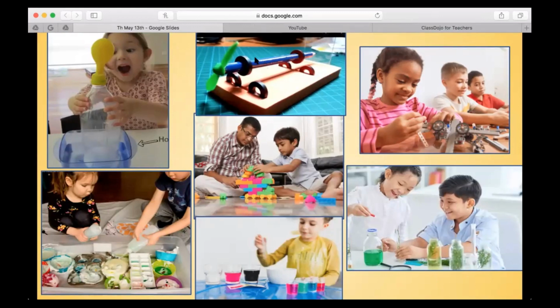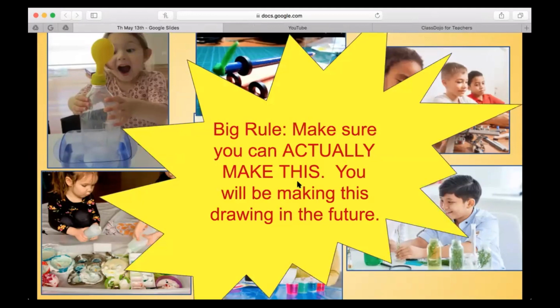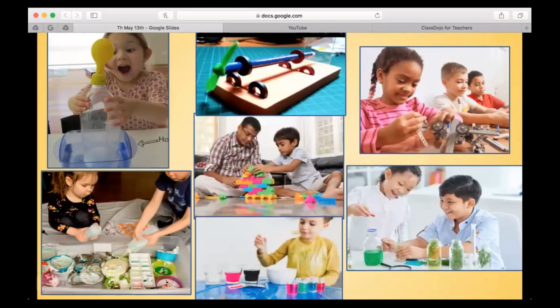An art project using water, liquids, and solids. Here, a science experiment. Here they are building something. Here, an experiment with plants using solid, liquid, and gas. Here an experiment using liquids and solids, and here they are also building something. These are just some examples. The only rule is make sure you can actually make this. You will be making this drawing in the future. So today's homework is just to draw it, but you will be making it. So make sure you draw something you could actually make.